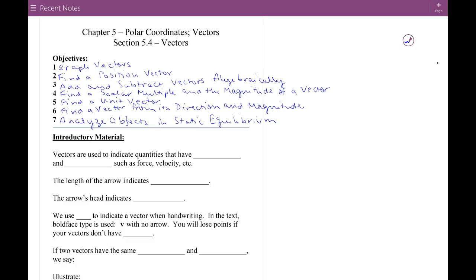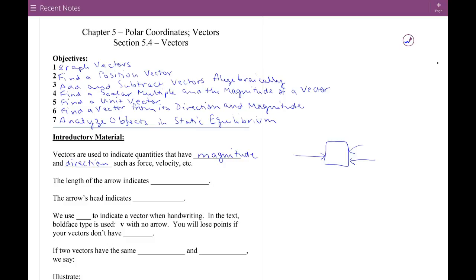Vectors are used to indicate quantities that have two things, magnitude and direction. So things like force, where it's how much force are you applying and in which direction? Because if you have a block like this and you apply the force this way, that's a whole different thing than if you apply the force in a different direction. Different things happen.